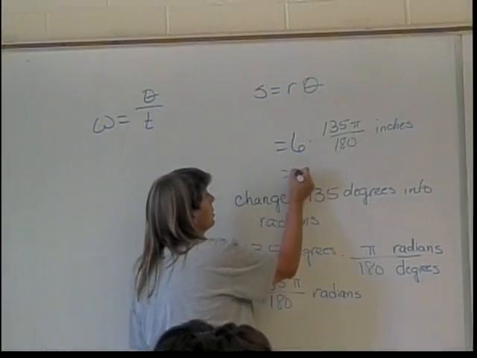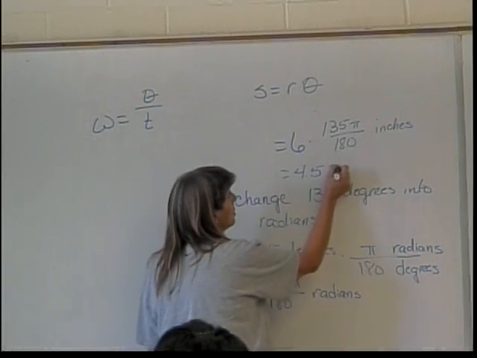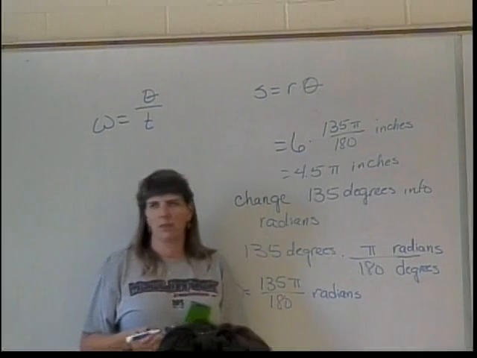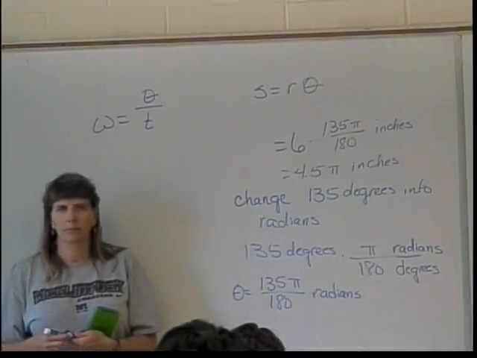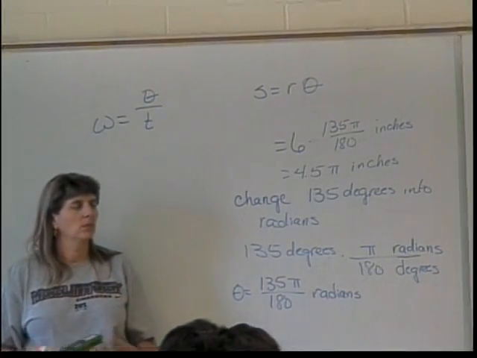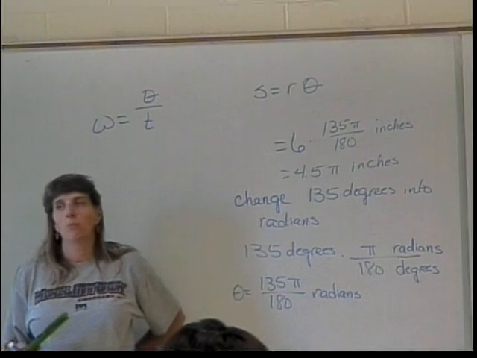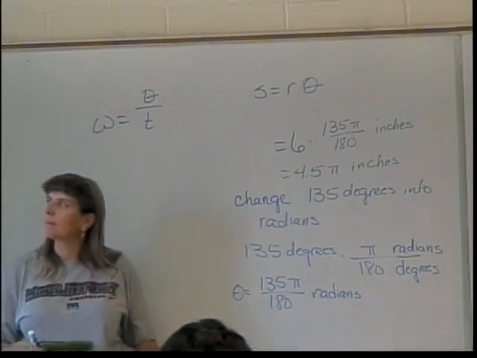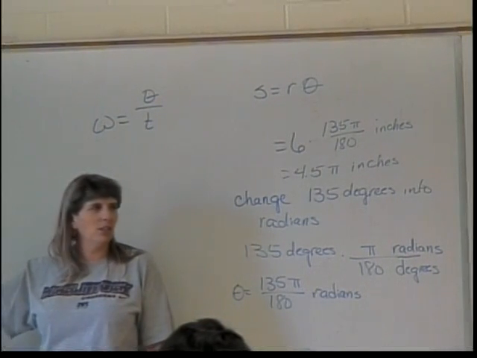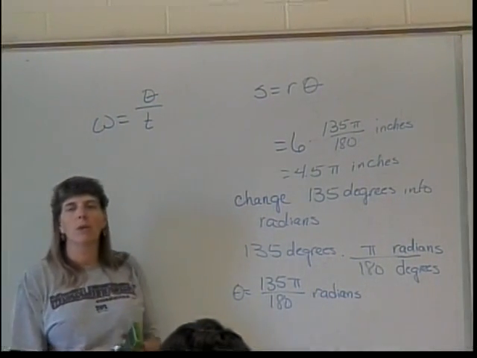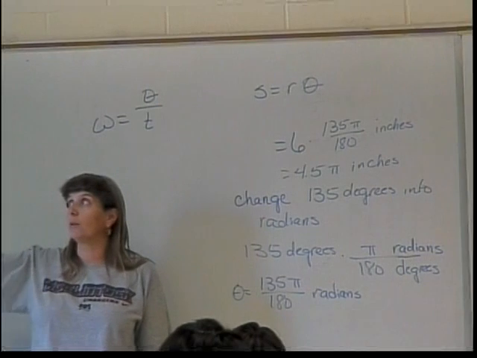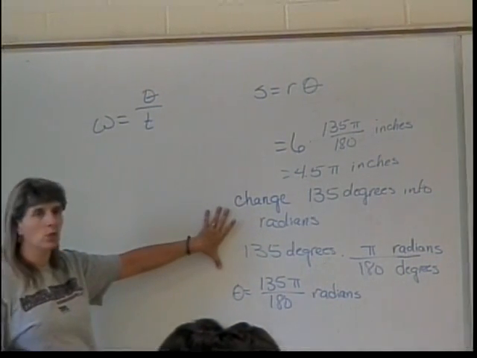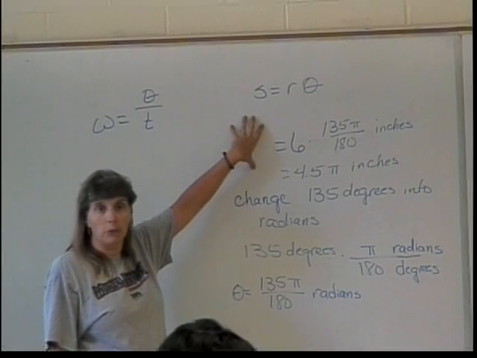So this is approximately 4.5 pi inches, which is going to be somewhere around 13, 14 inches. 14.14. I was thinking 13 was going to be just a bit small. So that's not that hard. The part you have to remember though is invariably we give you the angle in degrees, and you're going to have to first change it to radians to be able to plug it into the formula.